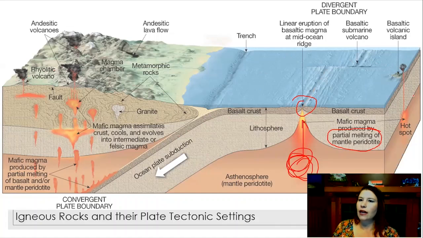Don't really see a hot spot. Oh yeah, here's a hot spot. So in this case, again, we have heat coming up from the mantle, for whatever reason, and it's going to heat up the oceanic crust over top of it and cause it to melt and cause that to rise.